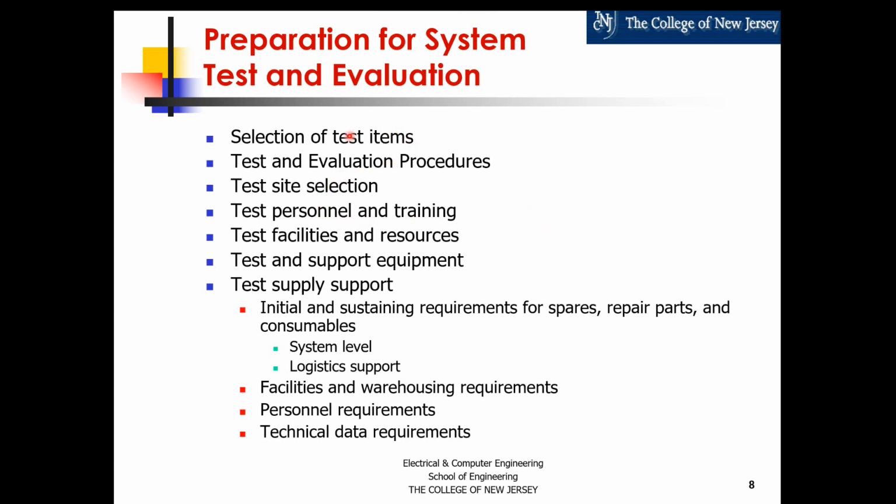So again, selection of test items and what are the procedures, the site. So a lot of the same things you can see: the personnel, the facilities and resources, what type of equipment do you need, how do you support these tests. You may need spare parts, repair parts, because you may be testing the maintainability and repairability of the system. This type 3 test also, as you are beginning to deploy the system and the product into the operational side and the market, starts testing some of the supply chain issues and logistics of making the product successful as a business. So facilities and warehousing requirements, and what are the personnel requirements, ongoing technical data requirements. So all that needs to be documented.